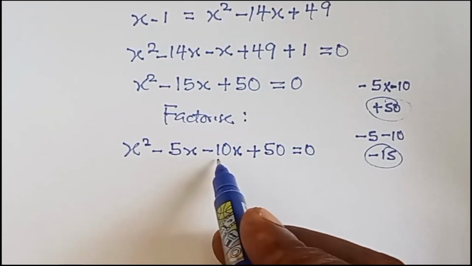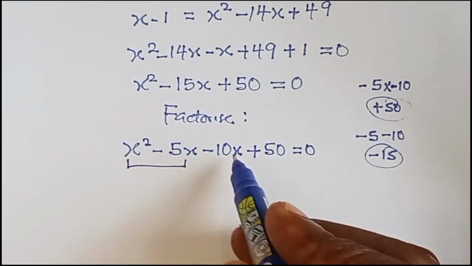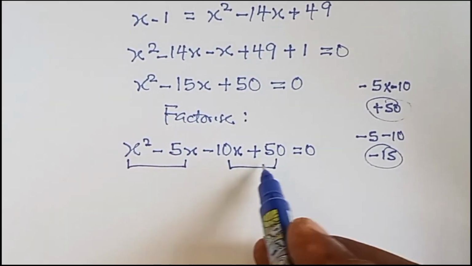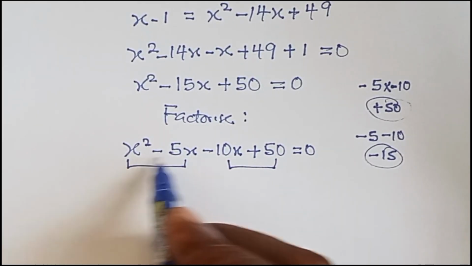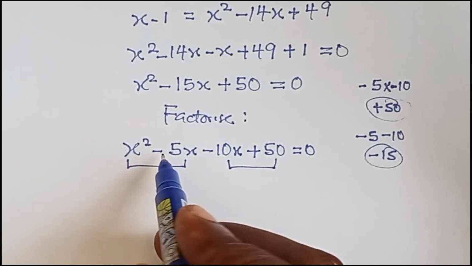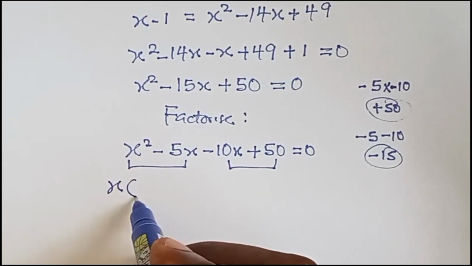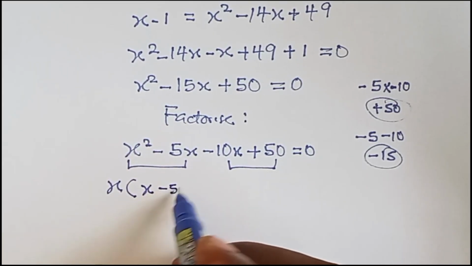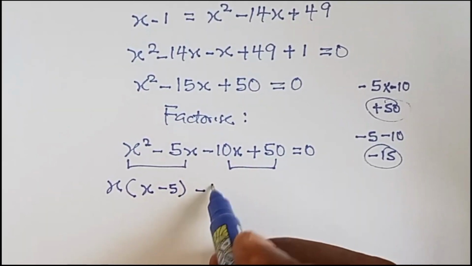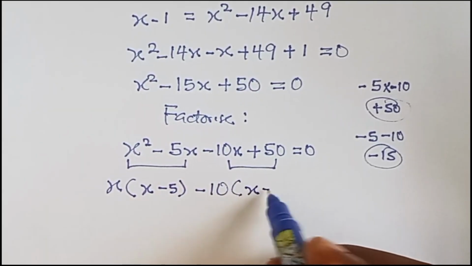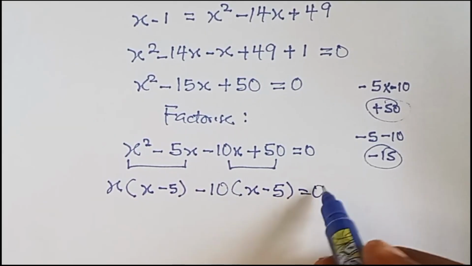So now we have this first pair and the second pair. Look at what's common here. What is common here is x. We have x minus 5. What is common here is minus 10. Then we have x minus 5 equals 0.